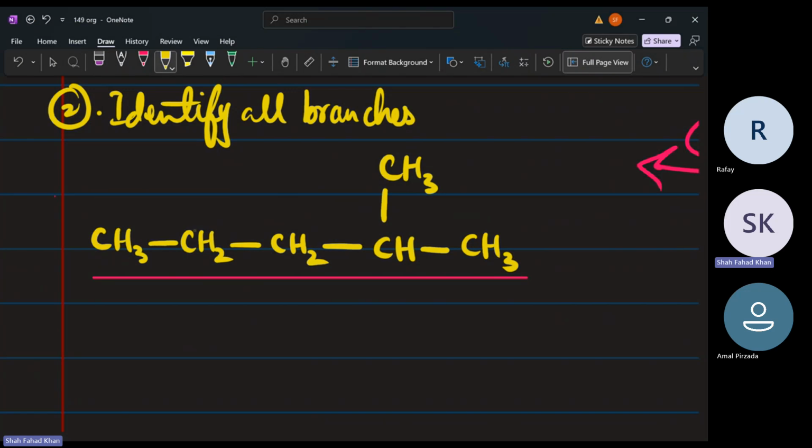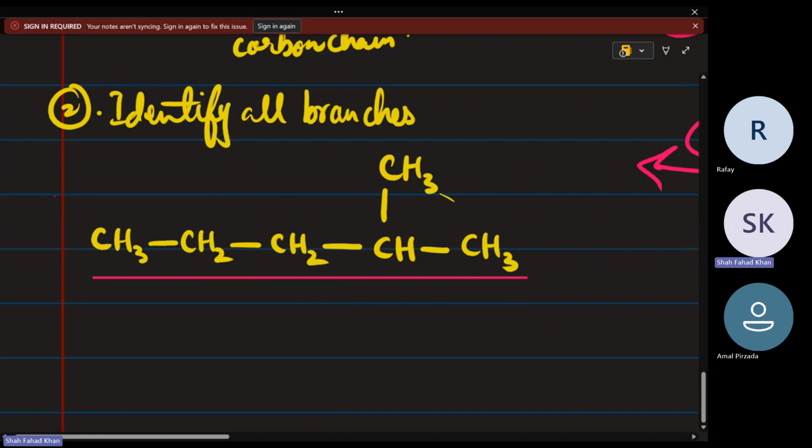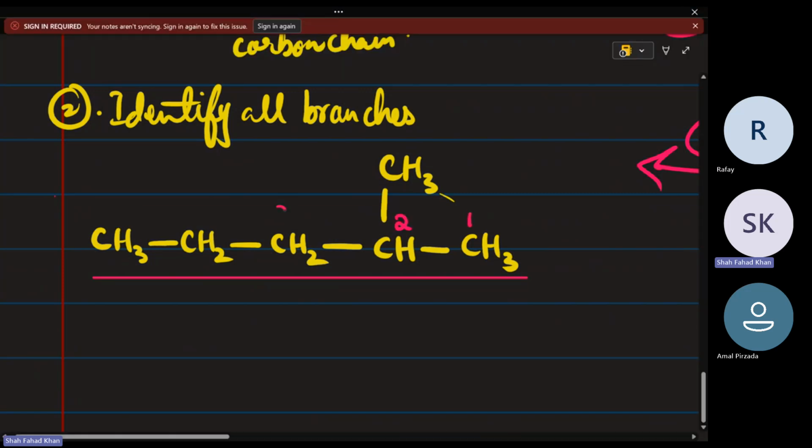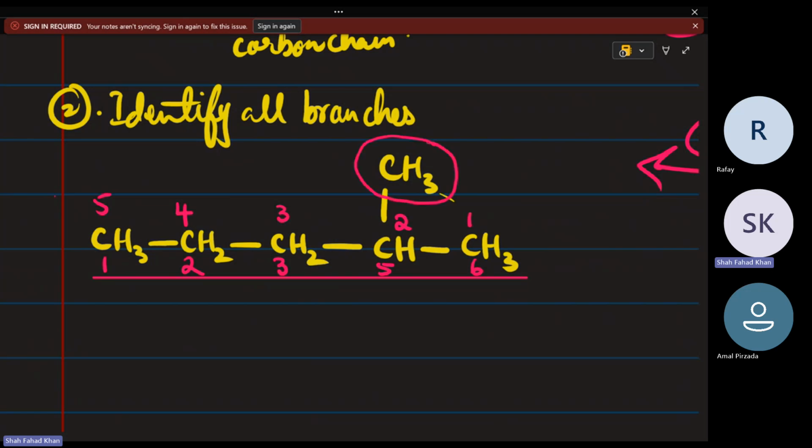Okay, no problem. Now you've chosen it. Then the next point is to number all the carbon atoms that you have. Now you can number it from both the sides. Which numbering has to be accepted? Let's see. 1, 2, 3, 4, 5, and 1, 2, 3, 4, 5. The numbering on the right gives the branch the second position, and the numbering from the left gives it the 5th position, right? We always choose that numbering which gives the branch the lowest possible number. Understood? Yes. The numbering that gives the branch the lowest possible number will be accepted.